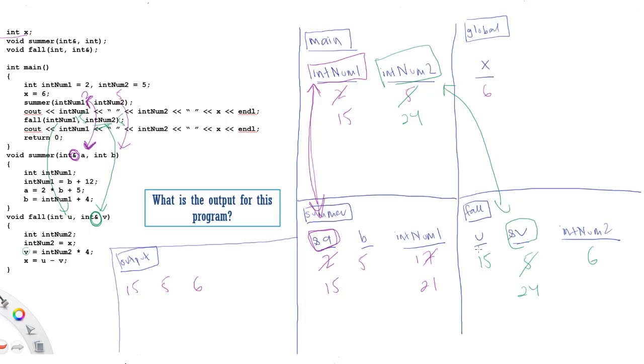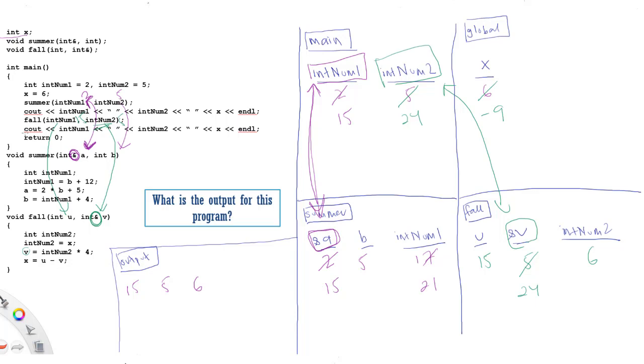So next, x equals u minus v. So u is 15 minus v, which is 24. We have negative 9. So negative 9 is stored inside x. So x is updated to negative 9. Since we have finished that, it goes back to the main function.